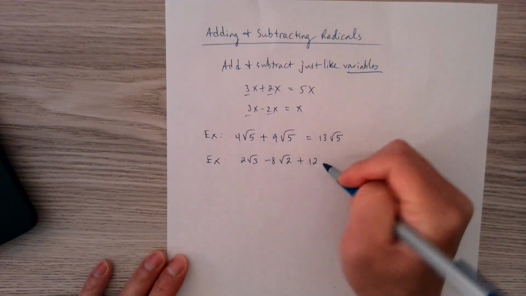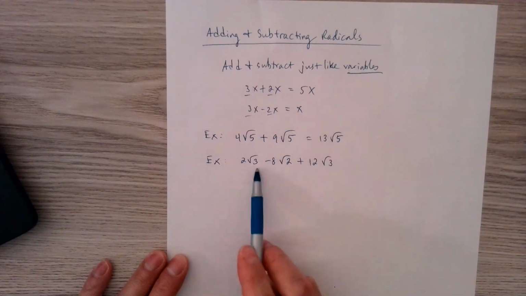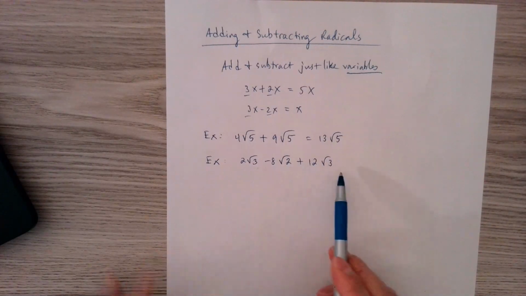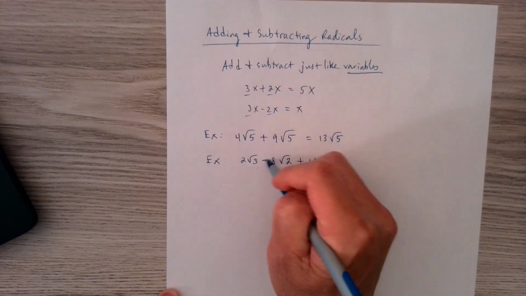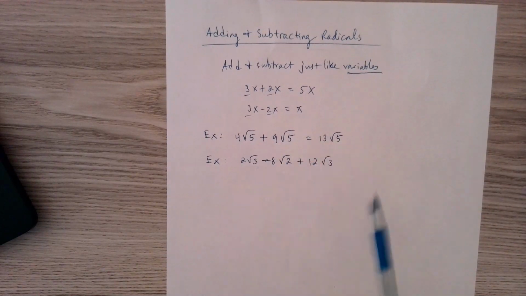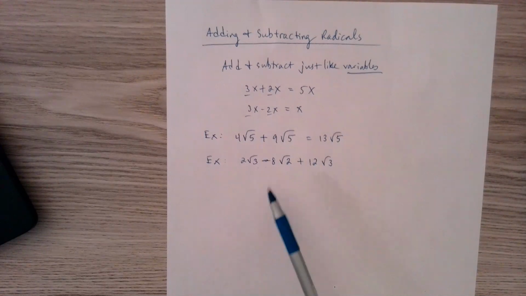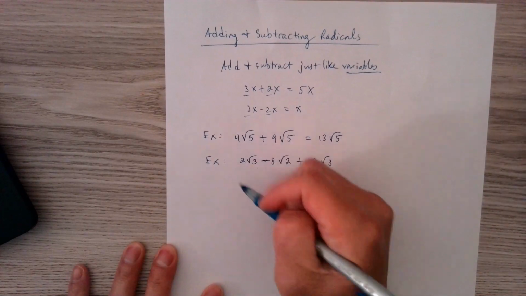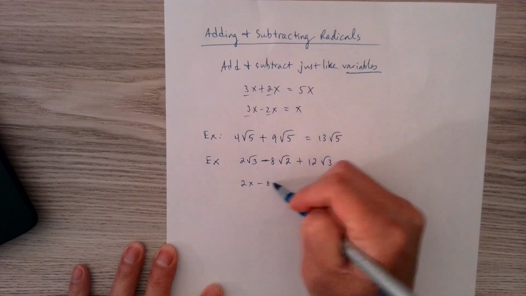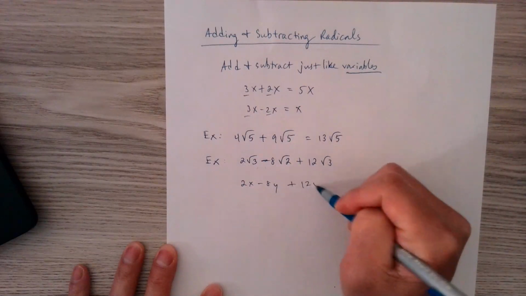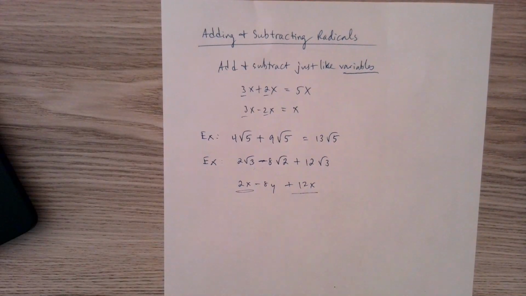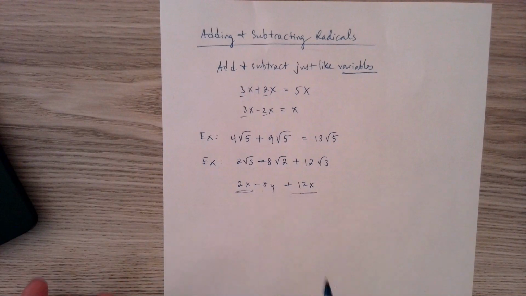In this example, I have 3 rads. I have 2 rad 3, I'm subtracting 8 rad 2, and then I'm adding 12 rad 3. Well, these 3 rads are not all the same. Two of them are a rad 3 type, and one of them is a rad 2 type. So this is no different than if I had 2x minus 8y plus 12x, right? You would combine like terms by combining the 2x and the 12x. You would not combine them with the 8y in any way.